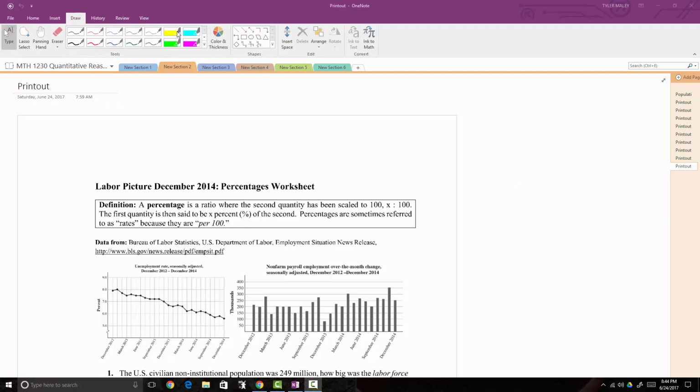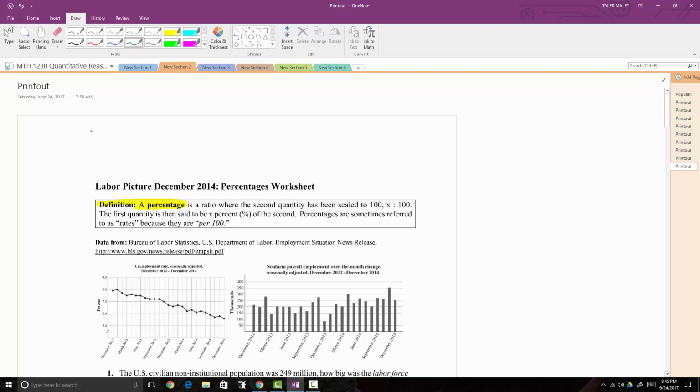the definition of a percentage at the top here. It tells us the percentage is a ratio where the second quantity has been scaled to 100. So x to 100. The first quantity is said to be x percent of the second. Percentages are sometimes referred to as rates because they are per 100.